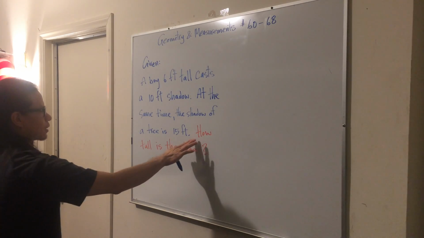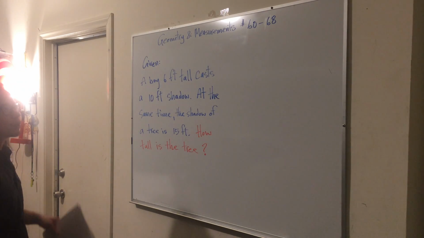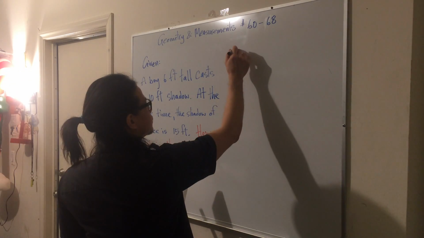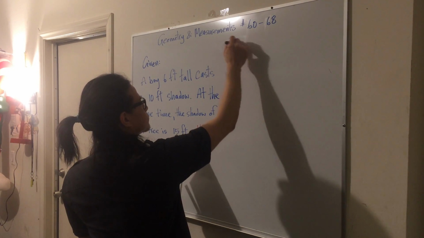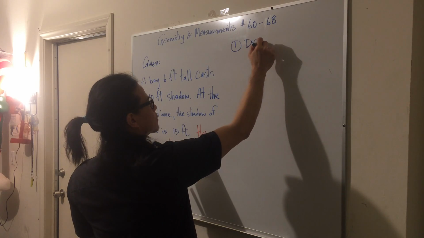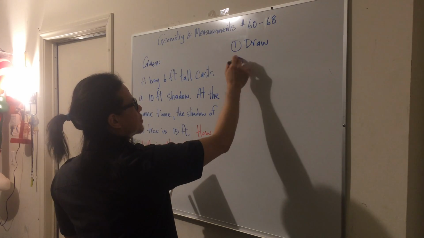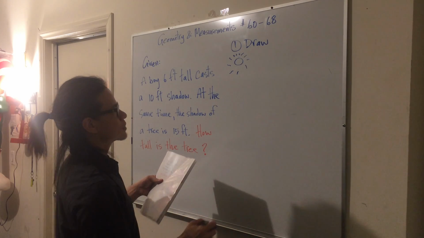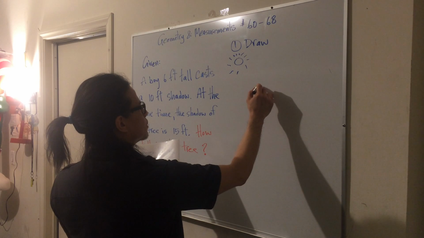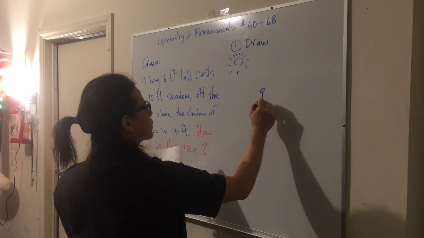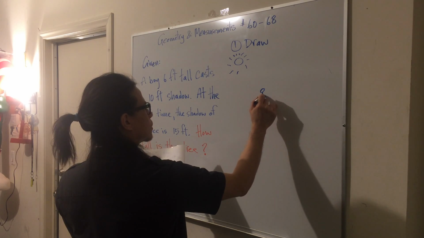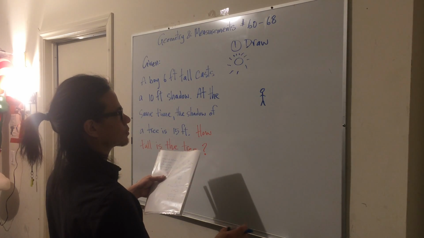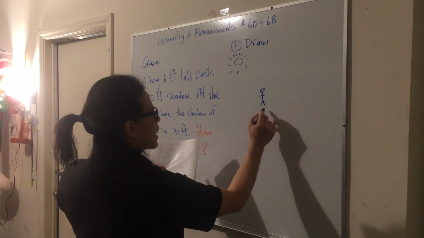I'm focusing on how tall is the tree. So that's what the question is asking us. Here, let's draw what we can. Okay. Let's say here's the sun. And then we have the boy standing on the ground. He casts a shadow.